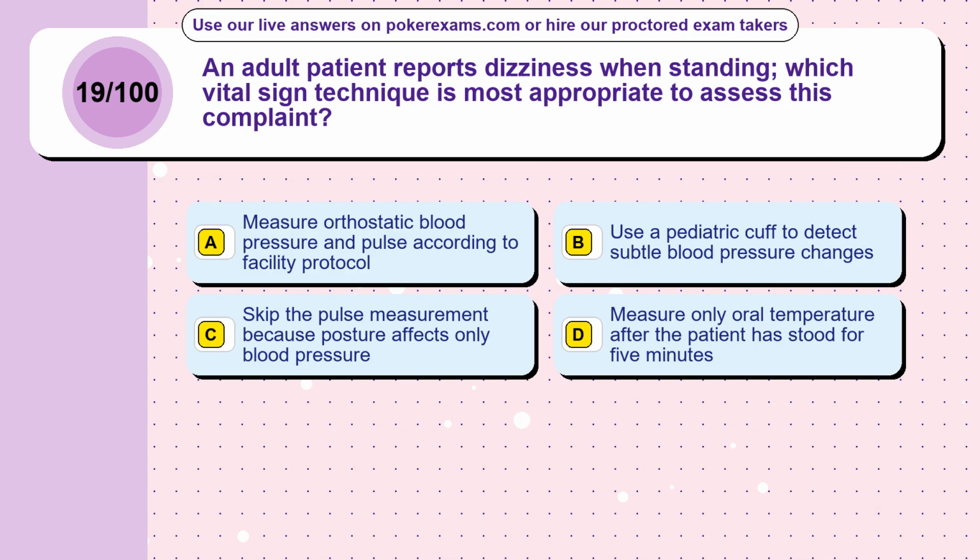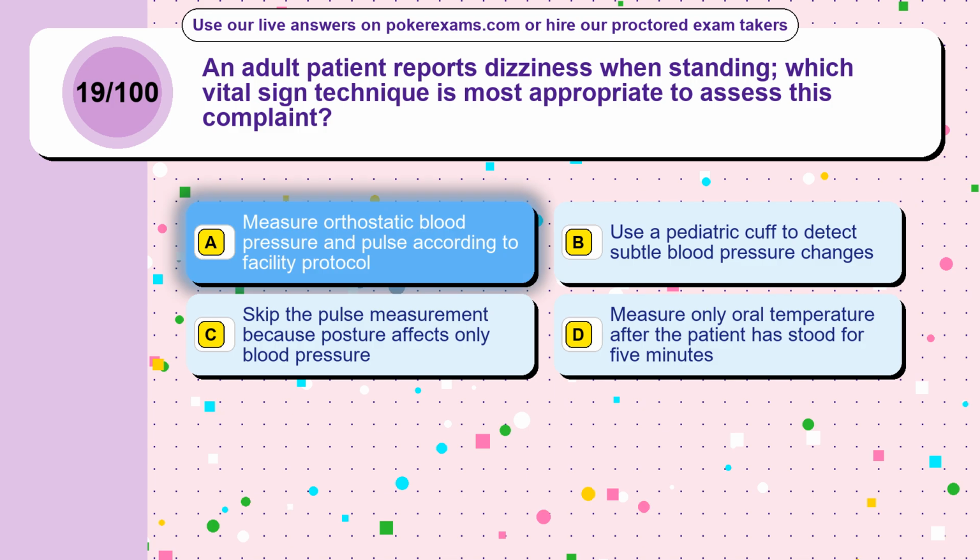Question 19. An adult patient reports dizziness when standing. Which vital sign technique is most appropriate to assess this complaint? Option A. Measure orthostatic blood pressure and pulse according to facility protocol. Option B. Use a pediatric cuff to detect subtle blood pressure changes. Option C. Skip the pulse measurement because posture affects only blood pressure. Option D. Measure only oral temperature after the patient has stood for 5 minutes.